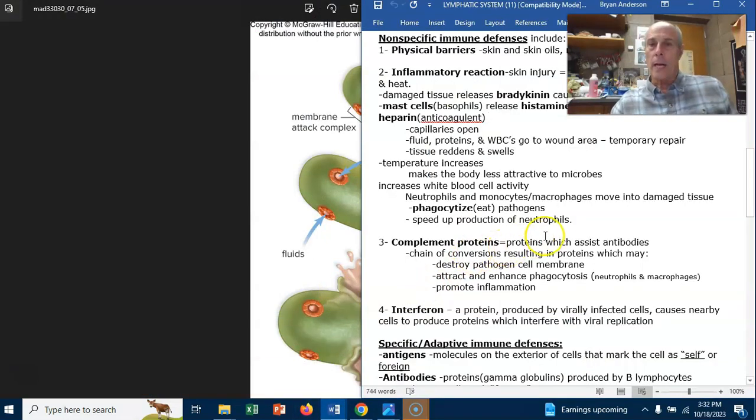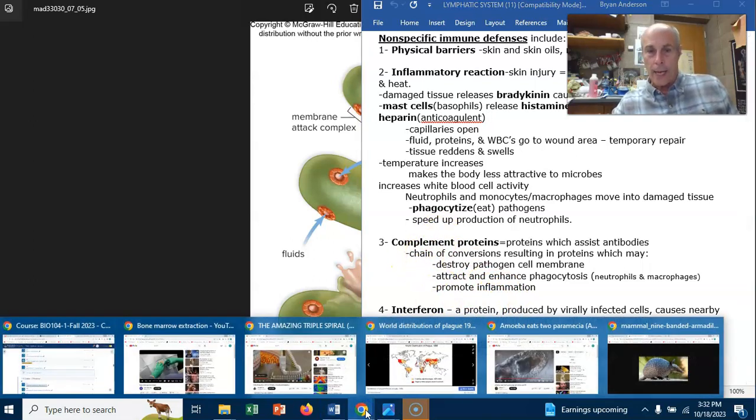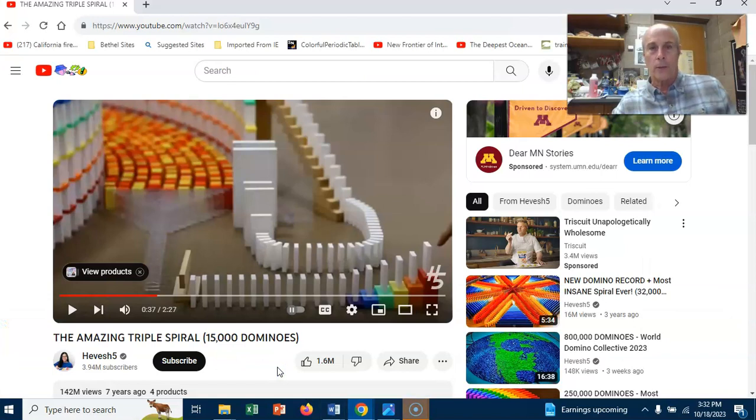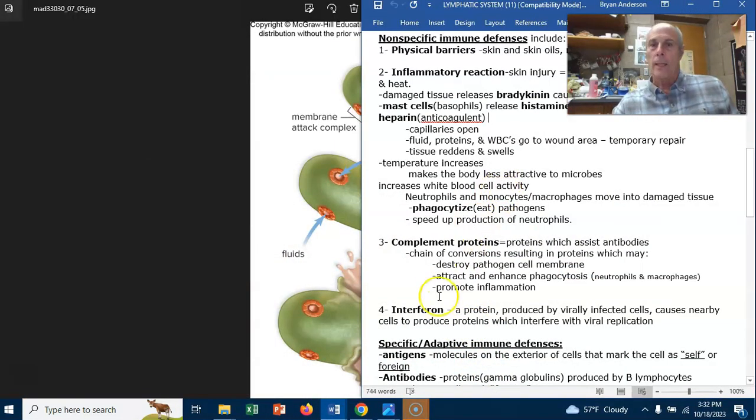Okay, that's called complement protein, which assists antibodies, a chain of conversions resulting in proteins which can destroy the membrane, like I said. It basically puts a marker on it to attract macrophages and neutrophils or promote inflammation in the area. But right here, chain of conversions, when I say that, you should think dominoes. Yep, there it is again. I'm not going to play it because it'll mark this video for removal, because it doesn't like it when I do that. So when it says chain of conversions, you think dominoes. The last one here is interferon.